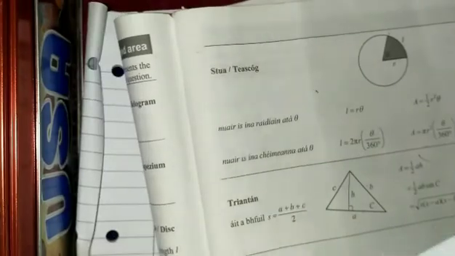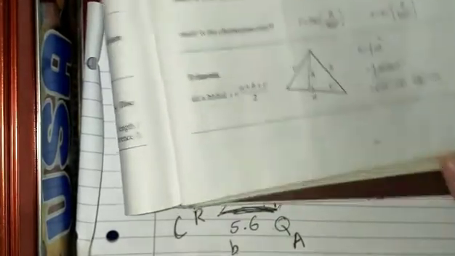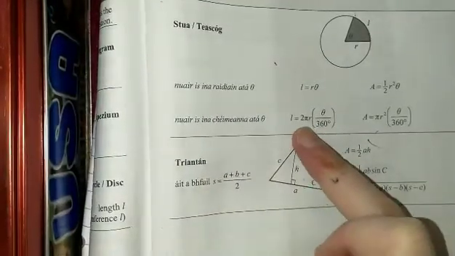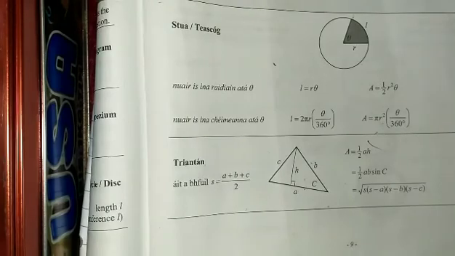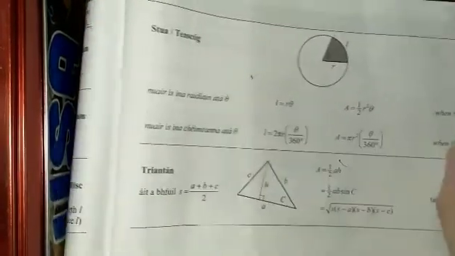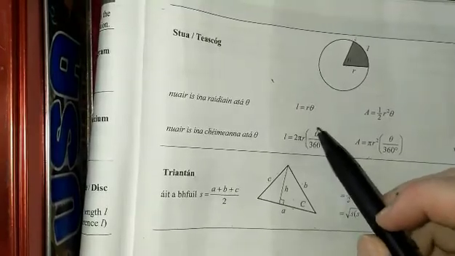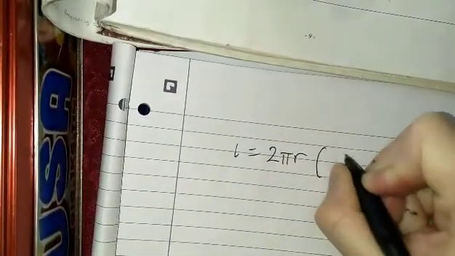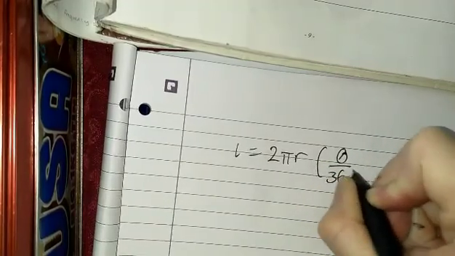So the length of an arc is going to be 2 pi r over how big the angle is as it regards to the whole circle. So the length of an arc is 2 pi r, and then the angle that we have over 360, because 360 is the full rotation.